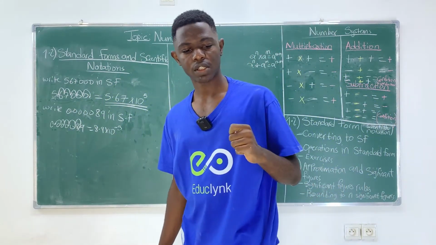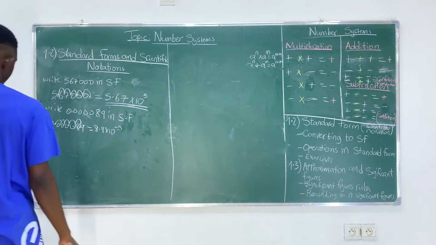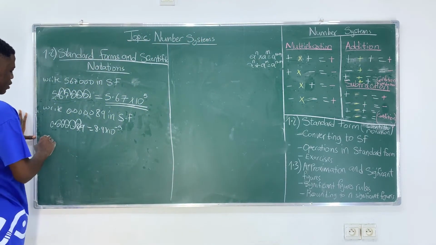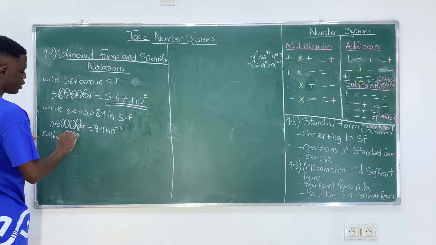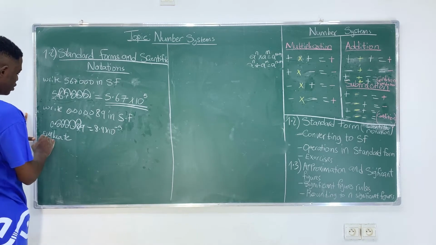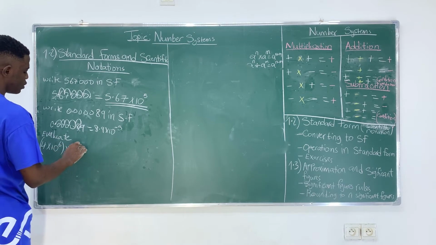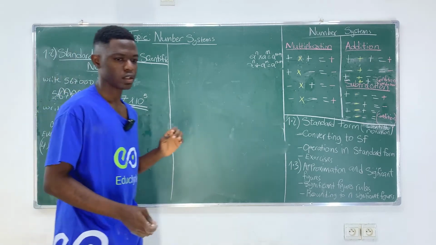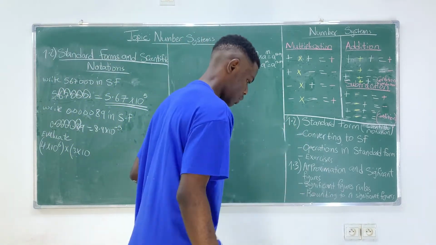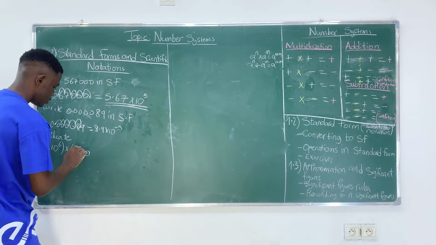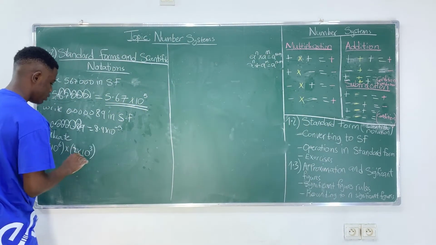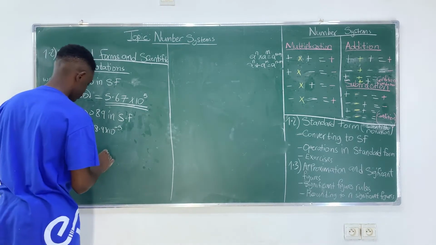So next, 4 times 10 to the power 6, times 2 times 10 to the power 3.